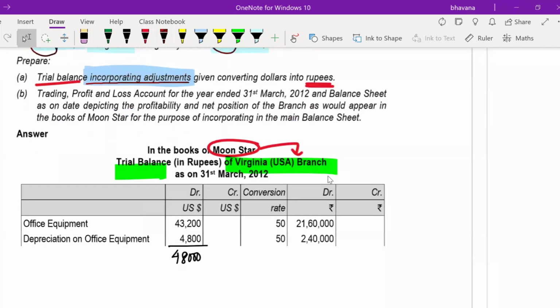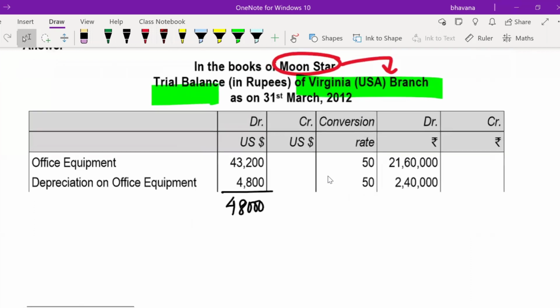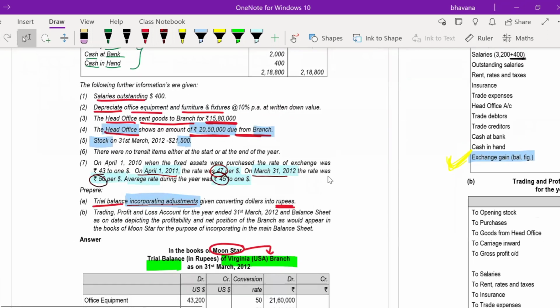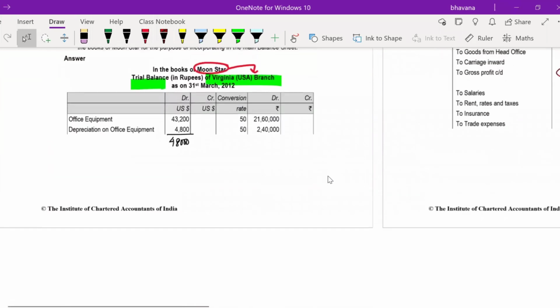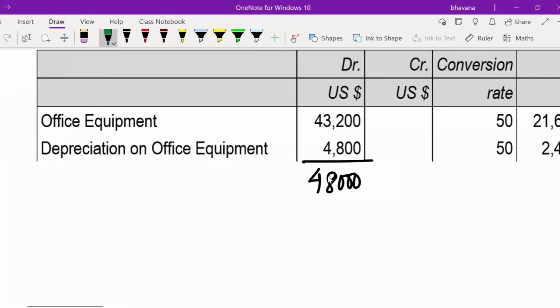So now all those items you have to pick and write it here. And also here, one more thing that you have to remember is that you have to incorporate all the adjustments also. So first, you don't need to go by the same order that they have written here. You can also start... okay, the same order only they have also gone. Okay, so they have started with office equipment only. So office equipment totally in the question they have given is $48,000.